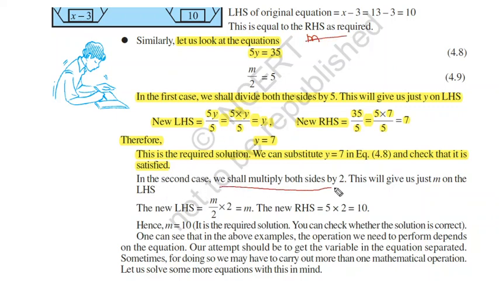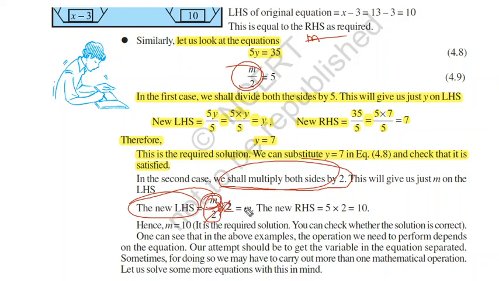We shall multiply 2 on both sides of the equation. Okay, then what will be the new LHS? LHS was m by 2. New LHS will be m by 2 into 2. Now 2 cancels, only m remains in the LHS.